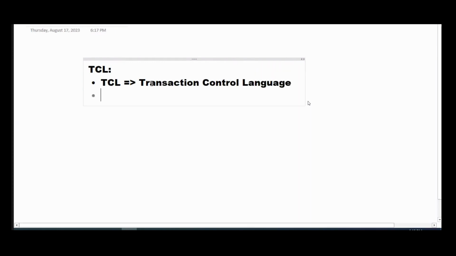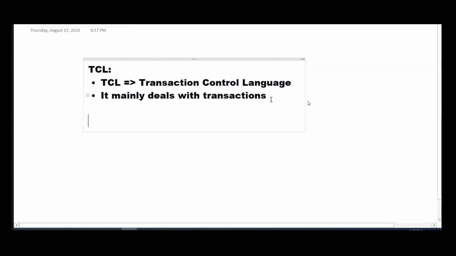TCL stands for Transaction Control Language. It mainly deals with transactions. So here, this term is important: transaction. What is this transaction?